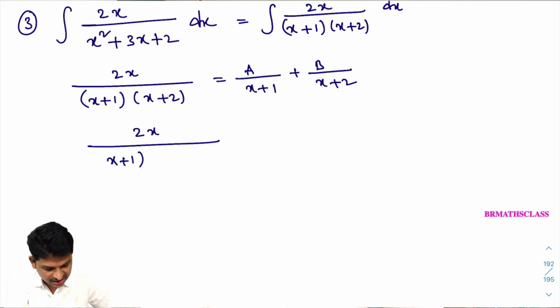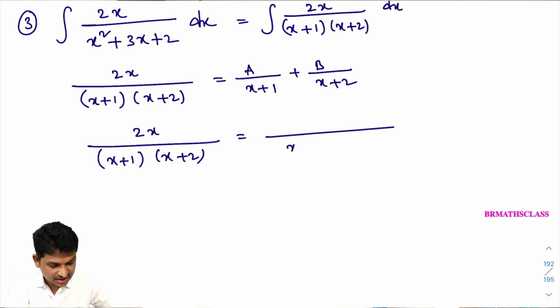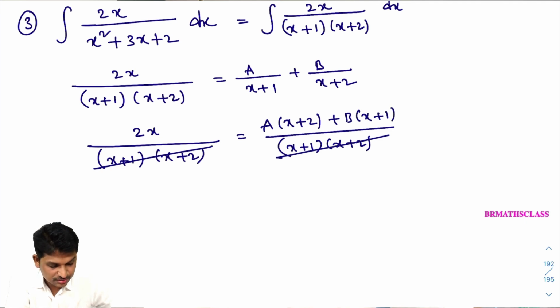2x divided by x plus 1 into x plus 2 equal to, what is the LCM here? LCM is x plus 1 into x plus 2. What you will get? a times of x plus 2 plus b times of x plus 1. Look here, x plus 1, x plus 2 and x plus 1, x plus 2 will get cancelled. Now what you will get? 2x equal to a times of x plus 2 plus b times of x plus 1.